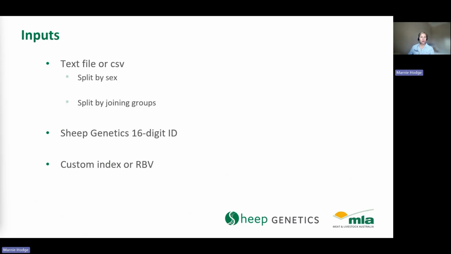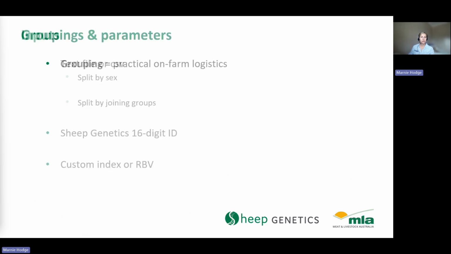And in this step, you can also upload either a custom index or any research breeding value that you have, or pole horn, for example. So in the text file that you create, you have the first column, which is the animal ID, and then the second column, which is potentially the custom index or the research breeding value as well.